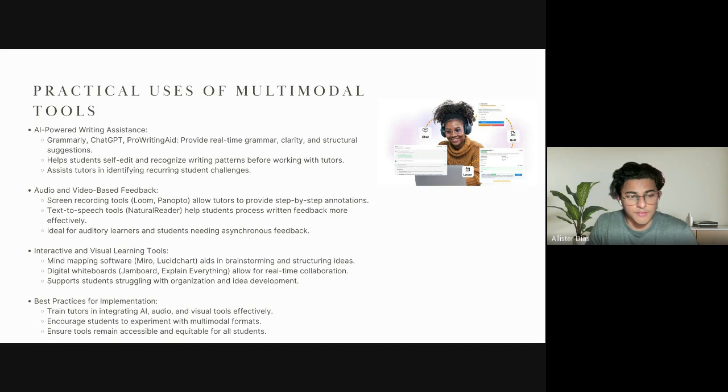Interactive learning tools, like for example, mind mapping software like Lucidchart, can aid in brainstorming and structuring ideas. If your idea doesn't make sense or it's not clear, your writing is probably not going to reflect that. So you really want to make sure your ideas are clear so that your writing follows that clarity as well. Digital whiteboards like Jamboard really allow for real-time collaboration and allow students struggling with organization and idea development to interact with the consultant in real time and basically hone down on an idea that they feel is going to be applicable to their writing.